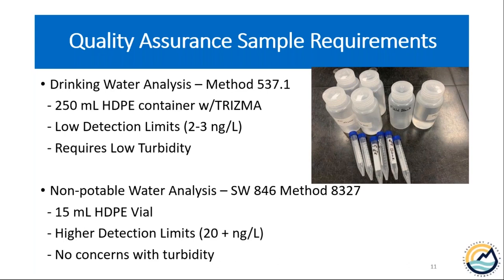The other method is the non-potable water analysis, SW846, method 8327. These samples are collected in a 15 milliliter HDPE vial and do not require preservative of powdered trisma. It does, however, have a higher detection limit, roughly 20 nanograms per liter or sometimes higher, but we don't have any concerns with turbidity. This was designed for surface water and effluent. And I'll also point out that all of these materials will come directly from the DEPS laboratory and be prepared for you.